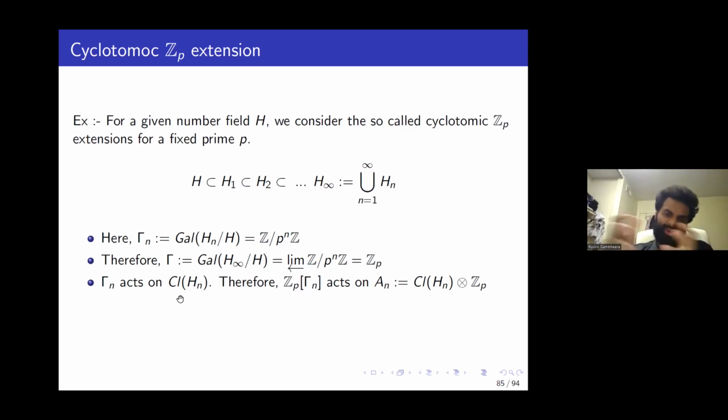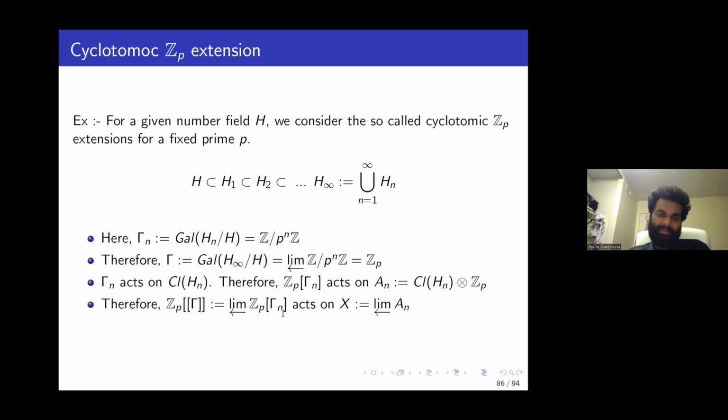In Iwasawa theory, we only focus on the p part of the class group, which is the same as tensoring it by Z_p, whatever that means. And we look at that p part at the top of the Iwasawa tower. So X is some object at the top of the Iwasawa tower, which contains information about the finite layers of class groups. So that's all you need to know.